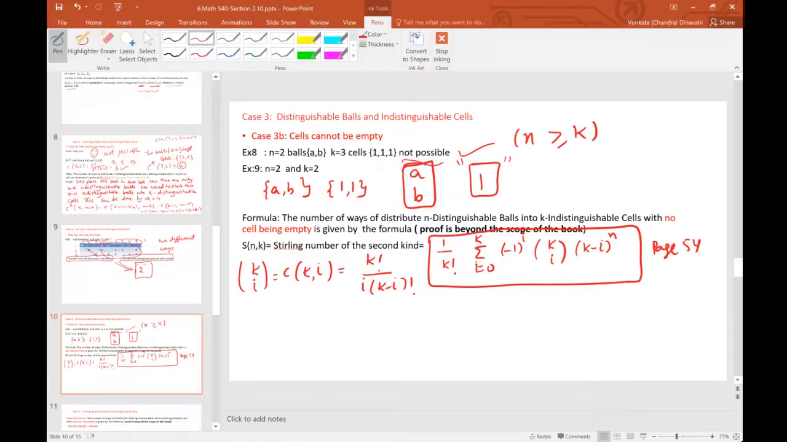So in the above example, if you want to see S of 2 comma 2, you know the answer is 1, there is only one way you can do that. So in this case, 1 over 2 factorial, the summation, i going from 0 to 2, negative 1 to the 0, 2 choose 0, 2 minus 0 to the power n, which is going to be 2, plus negative 1 to the power 1, 2 choose 1, this one, plus negative 1 squared.